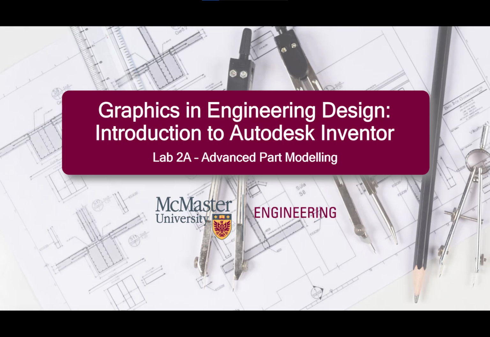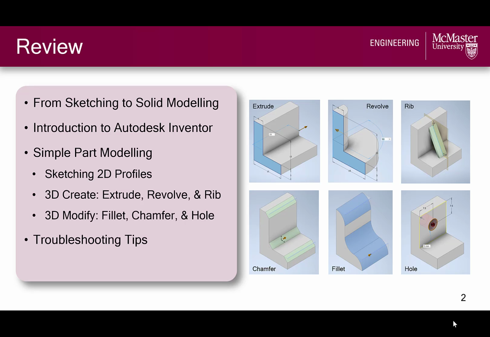Welcome back to Lab 2A, where we will continue building our solid modeling skills in Autodesk Inventor. In Lab 1B, we gave a whirlwind tour of the Inventor part modeling interface and the general steps for part modeling, which included sketching 2D profiles and using Inventor's 3D Create tools. We also introduced some of Inventor's 3D Modify tools, Fillet, Chamfer, and Hole, and we will get more practice with these in our Lab 2 examples.